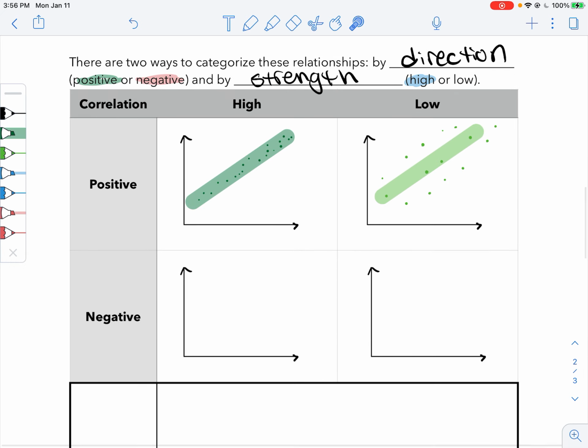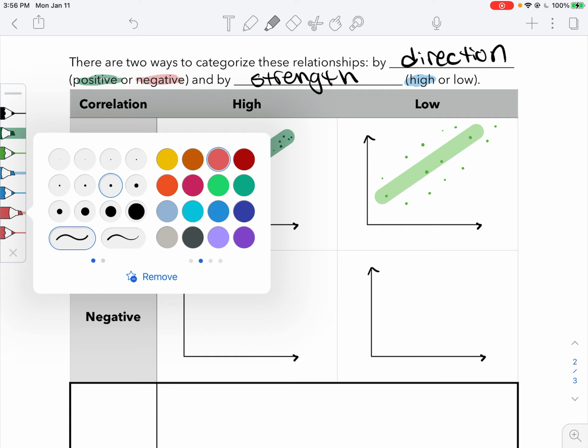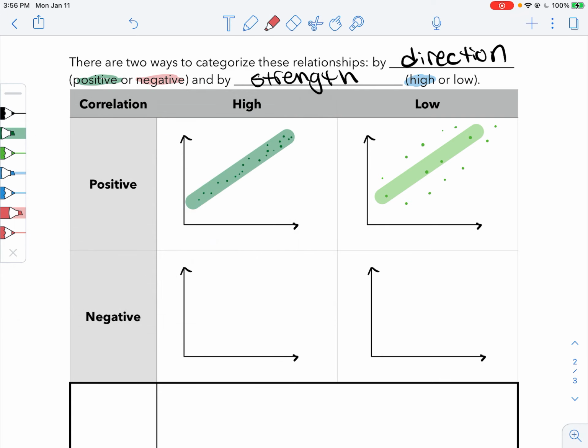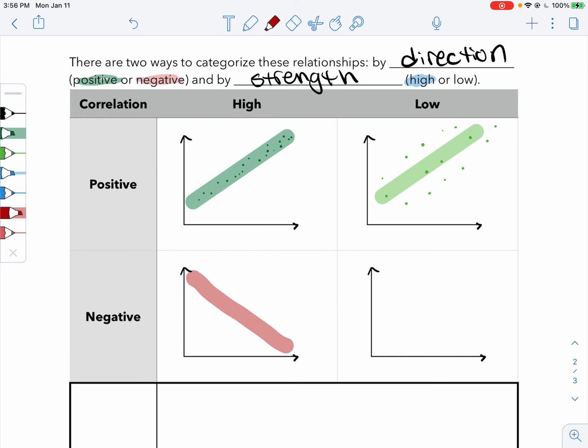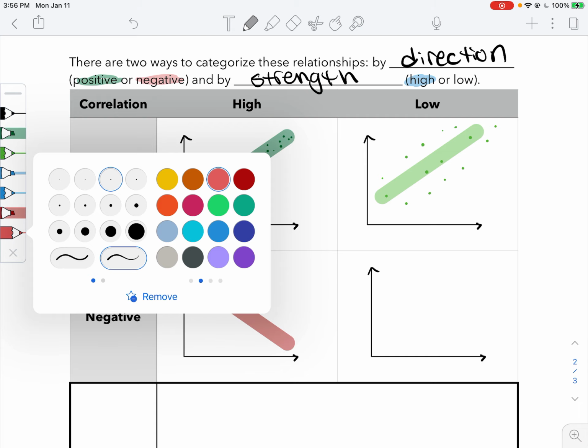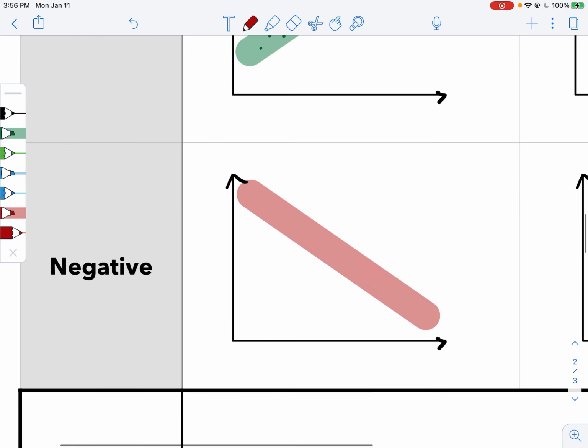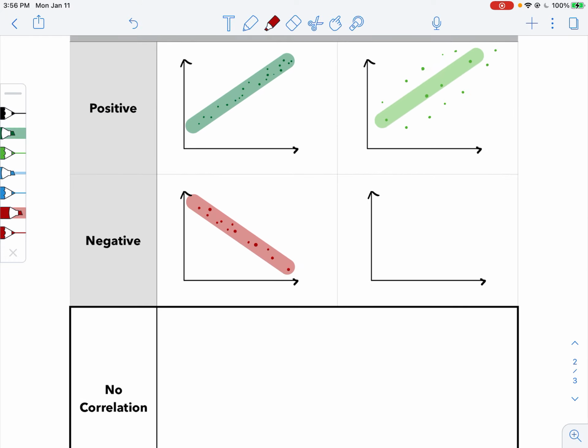And then the opposite is true. You can have a negative correlation, one in which it goes down. So as one increases, the other decreases. To have a strong negative correlation is to have all these points lie directly on the line, or at least very close to it.